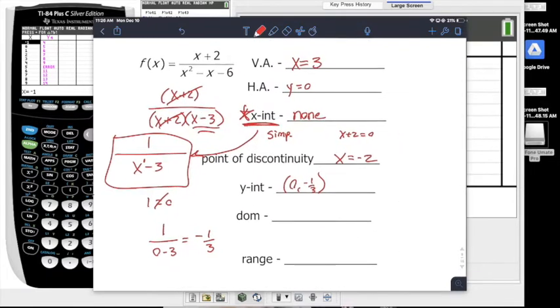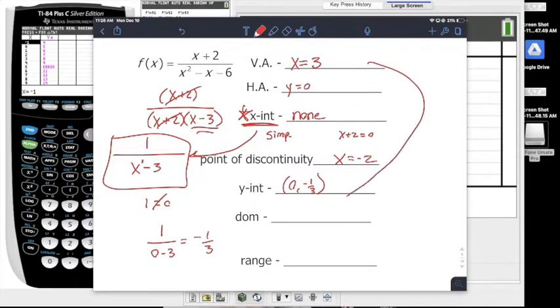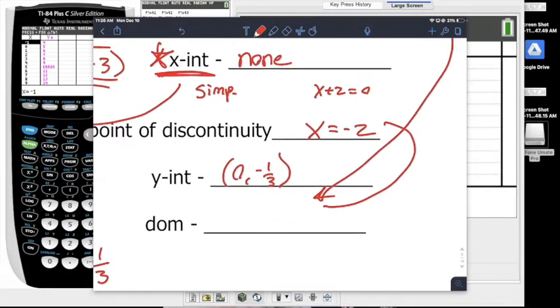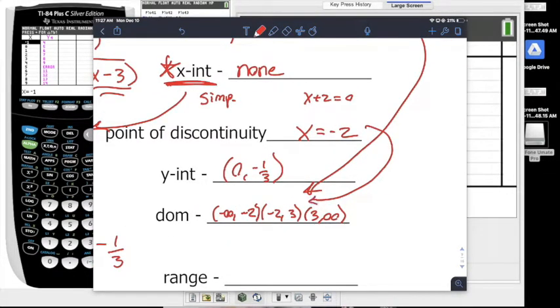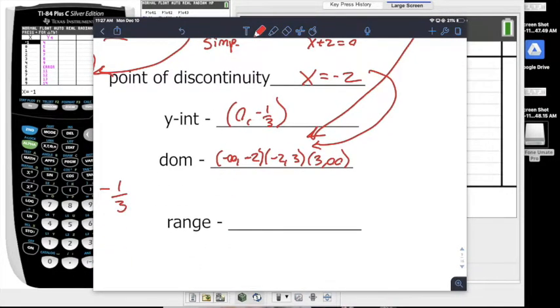Your domain is tied to your vertical asymptote and your point of discontinuity. So you're going to have two gaps here. This is going to be from -infinity up to whatever comes first, the point of discontinuity or the asymptote. So we'll go from -infinity to -2. And then from -2 to the asymptote at 3, and then from 3 to infinity. So there's two different gaps. Okay, your range ties to your horizontal asymptote. That'll be from -infinity to 0, and then from 0 to infinity.